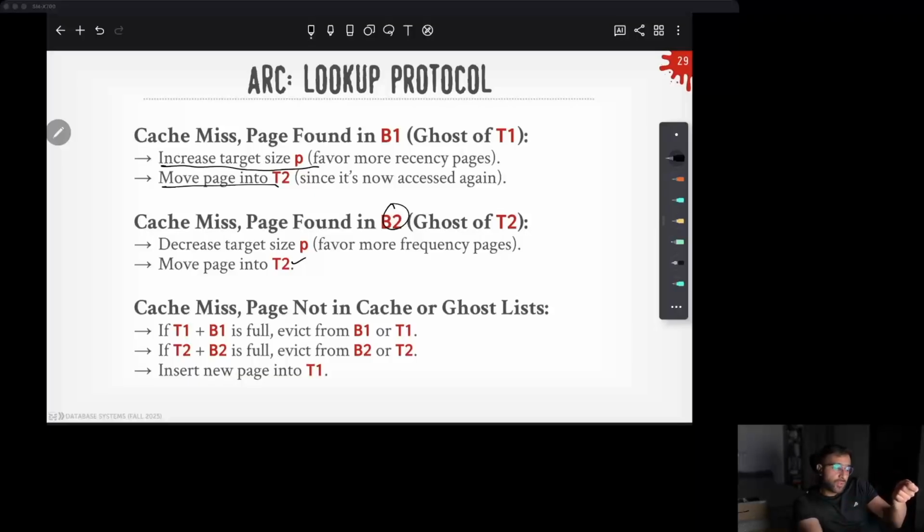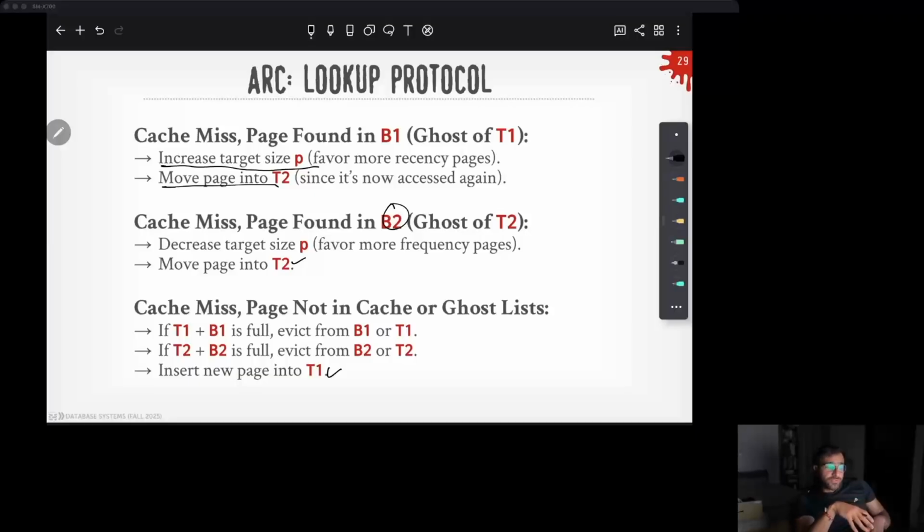But if you are loading that particular page from the disk, if that is a new page, you put it in T1 because that is the very first time you are accessing it. Like it's the very first time that you have accessed that page. So you put it in T1. You don't put it into T2. But if you access that particular page again, then you move it to T2.